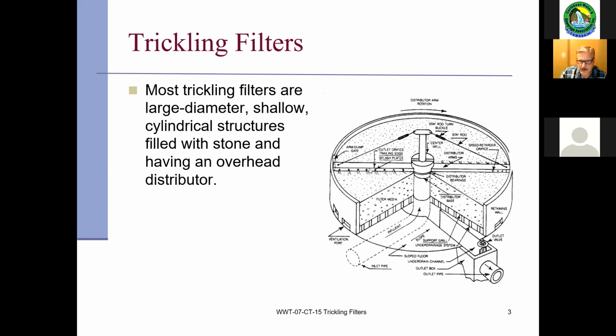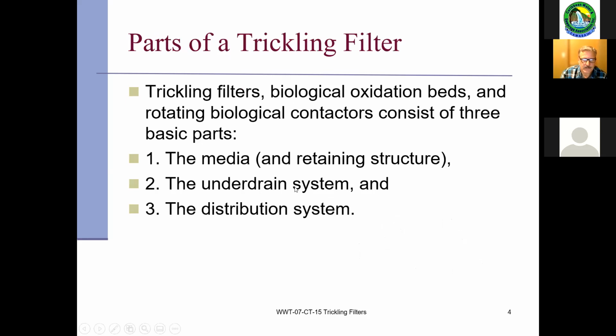As this arm moves around on top, the wastewater flow is being distributed through all this media. A trickling filter consists of three parts. You have the media, the under drain system, and the distribution system.